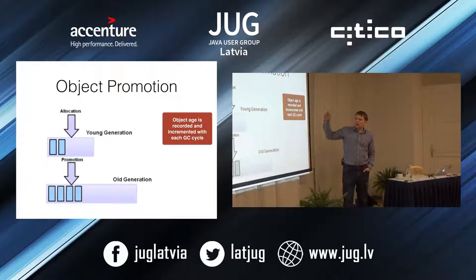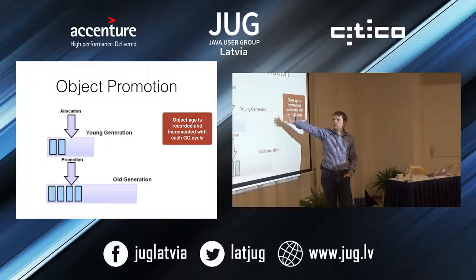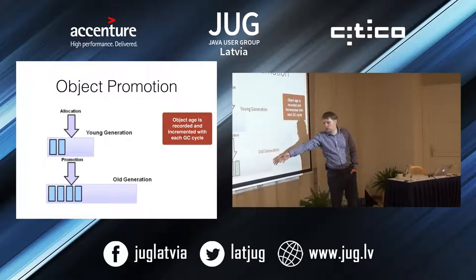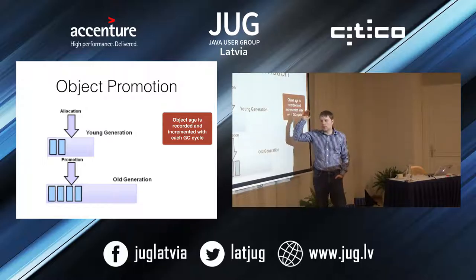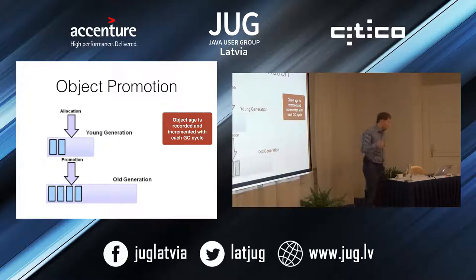And so, as I've told, what happens inside the JVM is object promotion. It's being allocated, it goes to Eden, then it goes to young generation, then it goes to old generation. And there's a survival of the fittest. Not all objects would ever end up in old generation. Most of them would die young and will be discarded by garbage collectors.